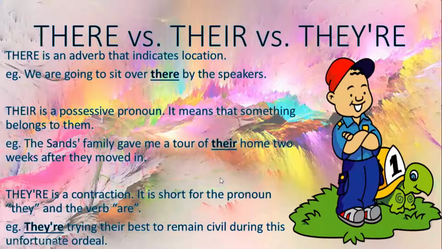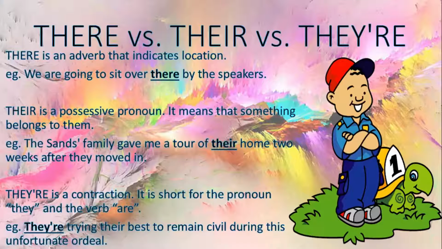Let's look at our other sets of homophones. There, T-H-E-R-E, T-H-E-I-R, T-H-E-Y apostrophe R-E. T-H-E-R-E is an adverb and it indicates location. We are going to sit over there by the speakers. Where are you going to sit? There. It indicates location. T-H-E-I-R is a possessive pronoun, and it means that something belongs to them.